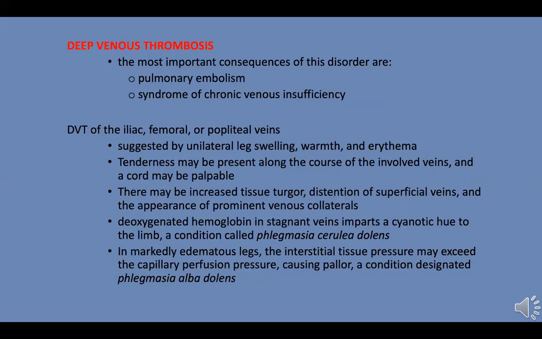Deoxygenated hemoglobin in stagnant veins imparts a cyanotic hue to the limb, a condition called phlegmasia cerulea dolens. In markedly edematous legs, the interstitial tissue pressure may exceed the capillary perfusion pressure, causing pallor, a condition designated phlegmasia alba dolens.